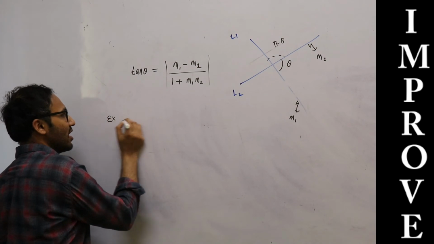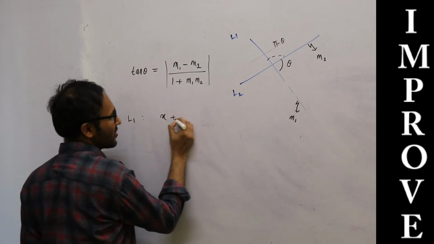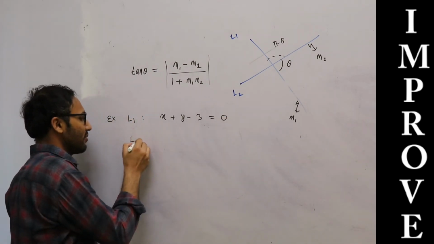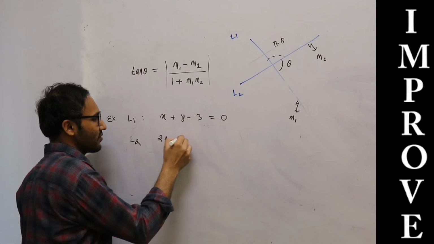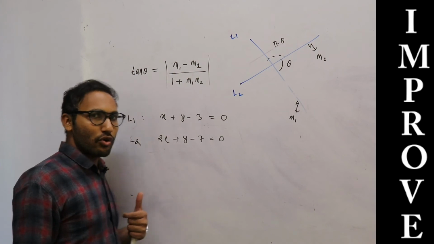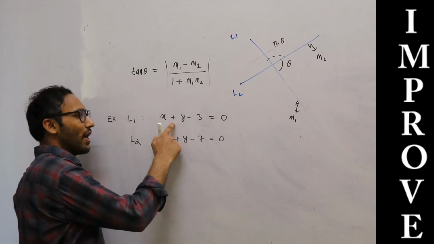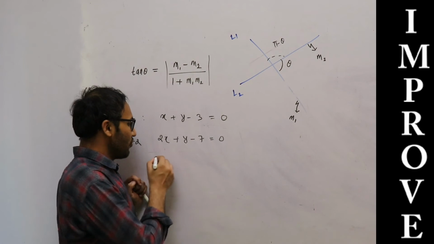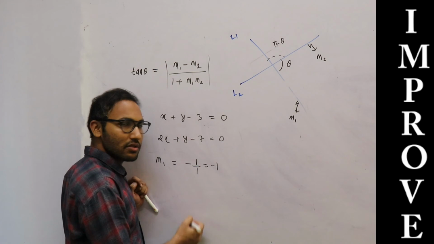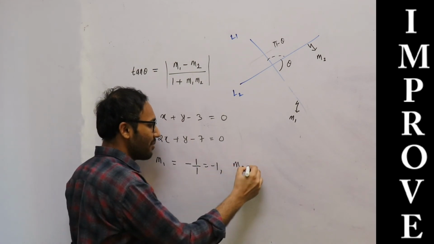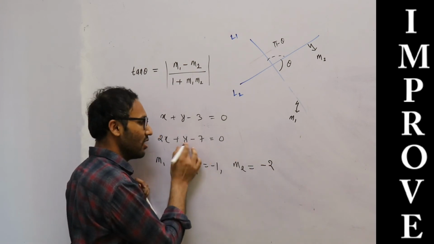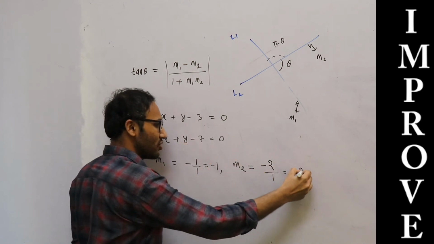Suppose line 1 has the equation x plus y minus 3 is equal to 0, and line 2 has the equation 2x plus y minus 7 is equal to 0. First of all, you have to find the values of m1 and m2, that is, the slopes. For m1, slope is minus a by b, minus 1 by 1, that is minus 1. And slope m2 will be minus a upon b, minus 2 upon 1, so minus 2.